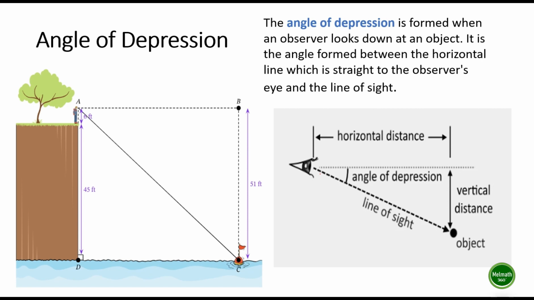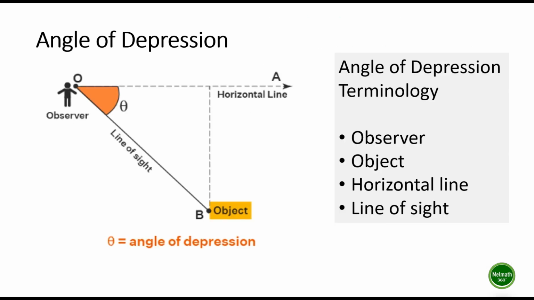The angle of depression involves the following terminologies: observer, object, horizontal line, and line of sight. Observer, the person who observes. Object, the object that is being observed by the observer. Horizontal line, a horizontal ray that starts from the observer. And line of sight, this is the line that connects the observer and the object.